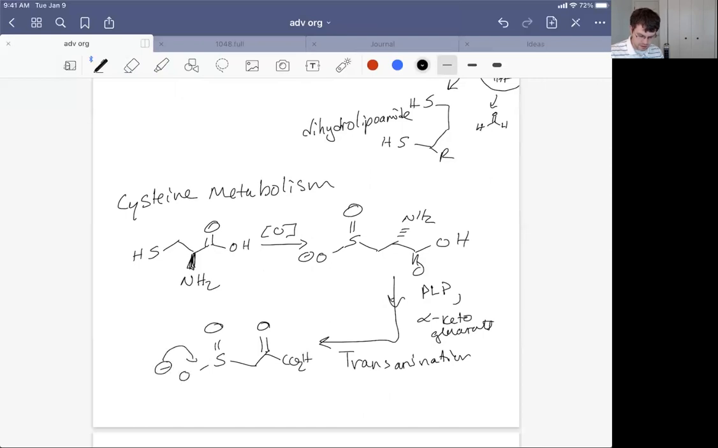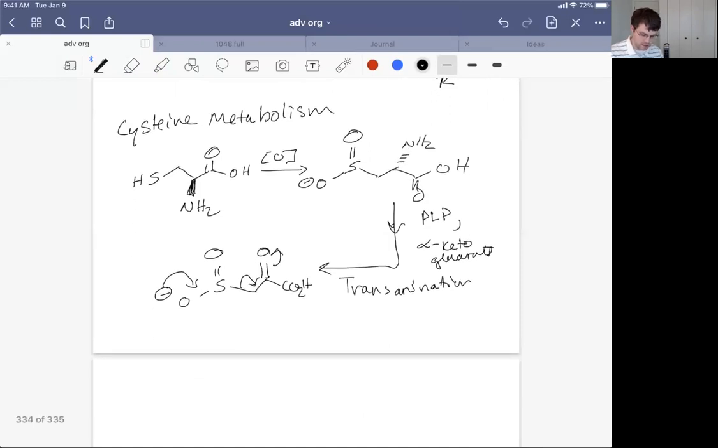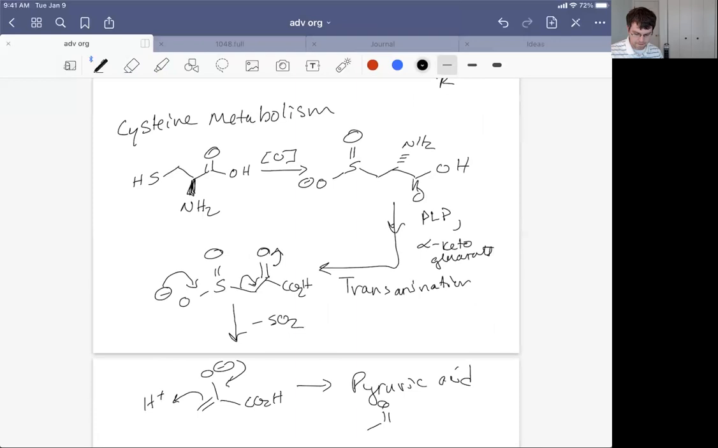And the sulfonate actually sees a nice opportunity to lose SO2 to generate the enolate of pyruvate. So we're going to lose SO2 and generate this enolate structure, which can grab an H+ to form pyruvic acid. And we're into the citric acid cycle. Okay, so with threonine, we're going to do yet another different type of PLP reaction.